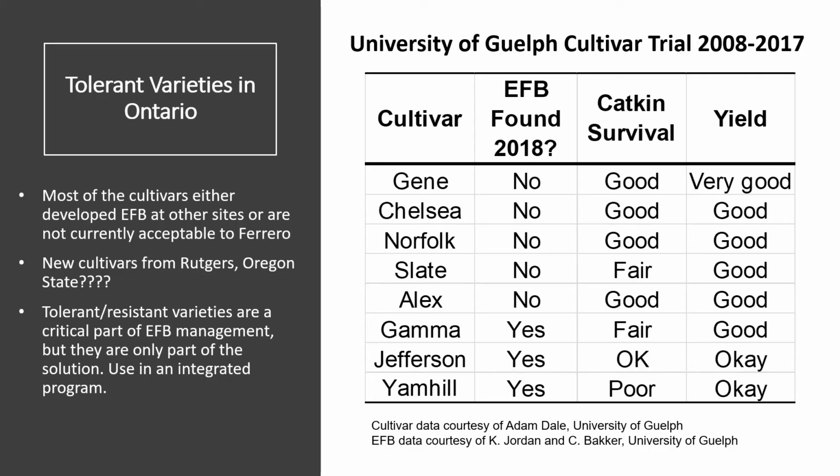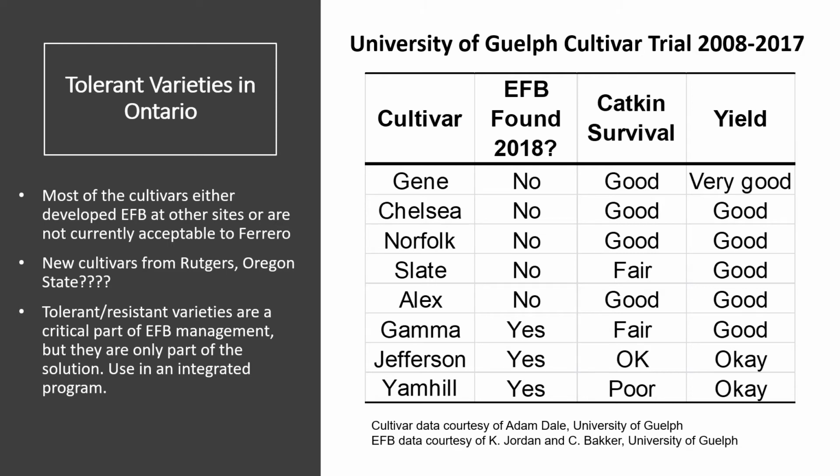So first, let's talk about resistant varieties. Of course, that is sort of the goal. There's been quite a lot of work done in Ontario to find varieties that are resistant to Eastern Filbert Blight, and there have been cultivar trials being done by the University of Guelph dating back to 2008. So I just want to show you the results of the oldest trial, which I have posted on this slide.